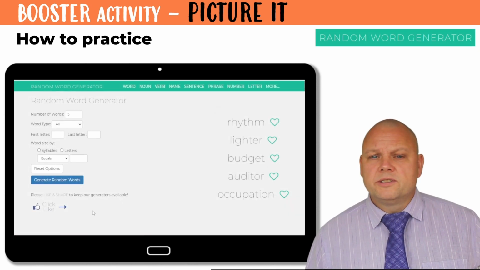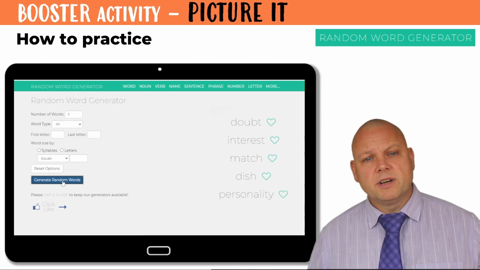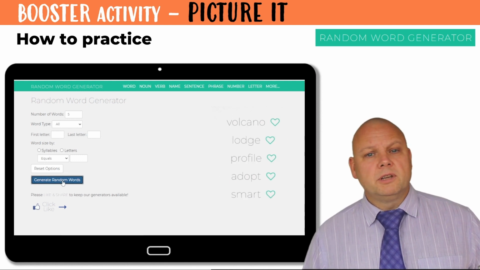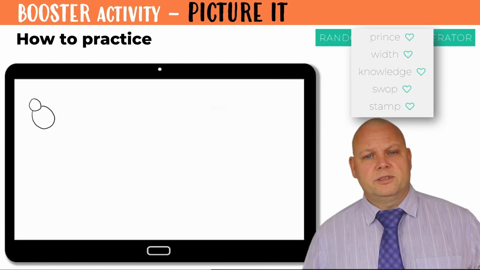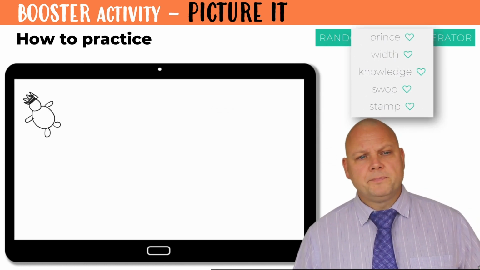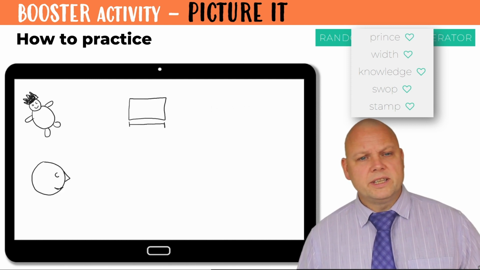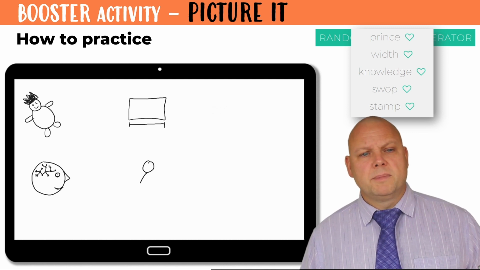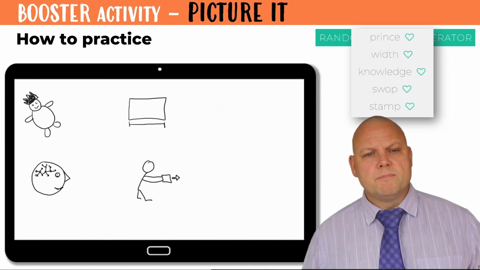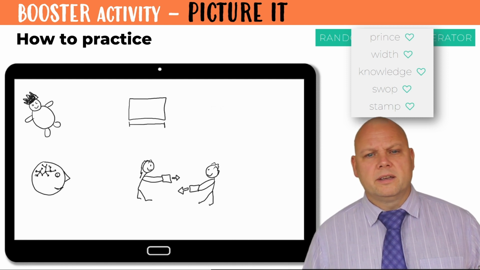Another way of practicing Picture It is go online and go for the random name generator. That will pop up as many words as you want. You can then select some words and practice drawing those words. Again, I'm going to make this as simple as possible to represent the words and the ideas. I'm just going to quickly draw things out so that it makes sense to me. When I look at it again, I can remember what that meant. So we've even got the idea of swapping there and that sort of thing.